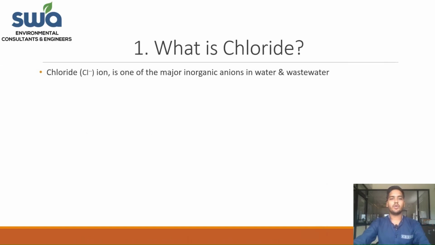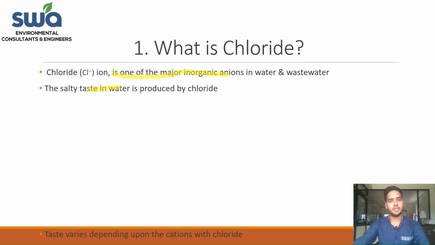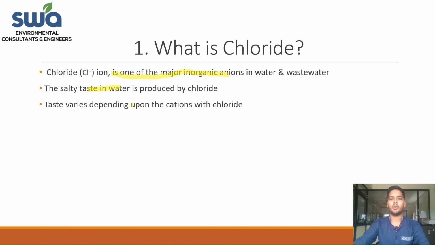Chloride is one of the major inorganic anions in water and wastewater. The salty taste in water is generally produced by the chloride ion only, but this taste depends upon the cation with the chloride. There are many types of cation that may be present, like NaCl, sodium chloride, or calcium chloride, magnesium chloride. So the salty taste may differ due to these cations.